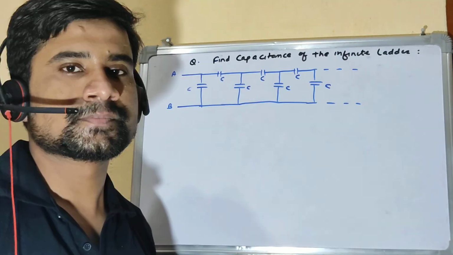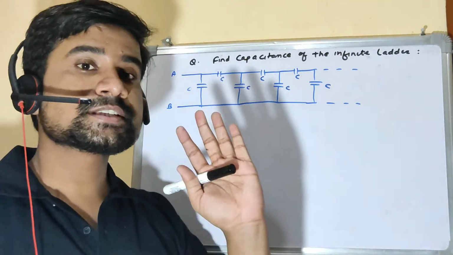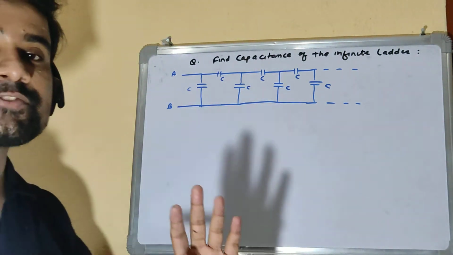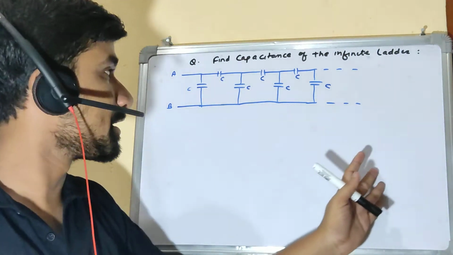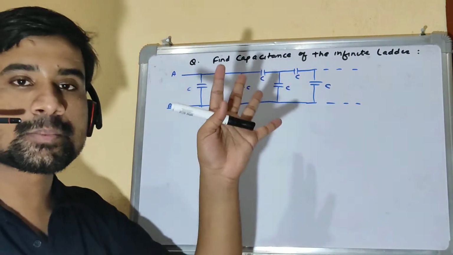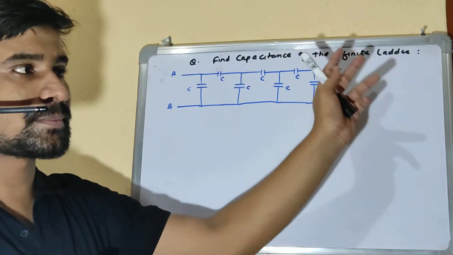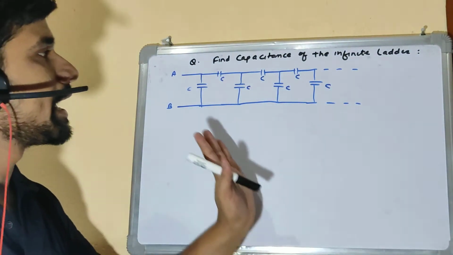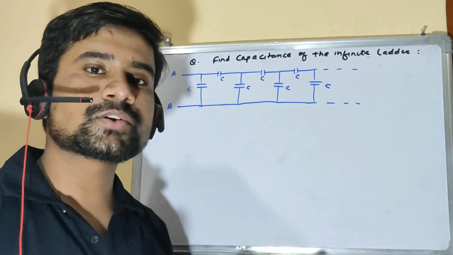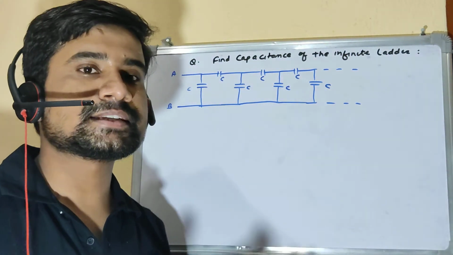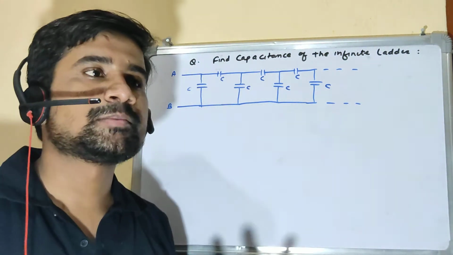Right. So the next problem is to find the capacitance of this infinite ladder. You see this ladder is extending till infinity, and you see a series and parallel combination of capacitors over there. Some are connected in a straight manner, some in a vertical manner, and this is going on till infinity, right? You'll come across these types of problems even in your next chapter on current electricity, where we will deal with resistors.